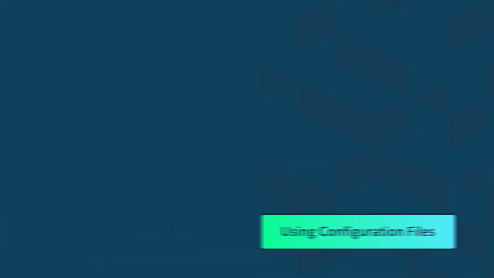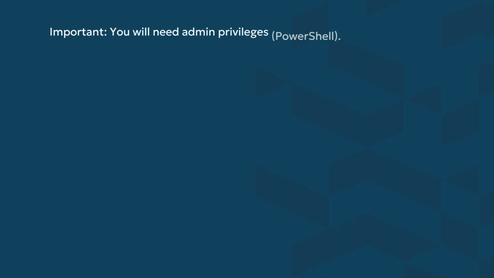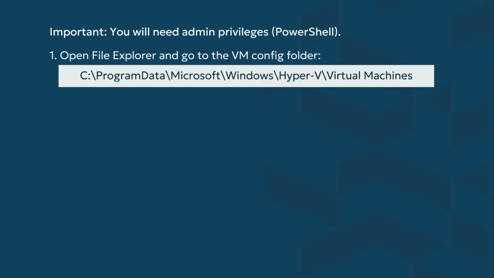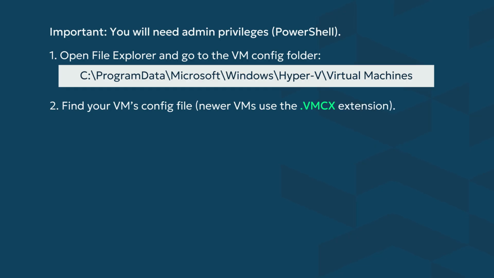The final method is using the VM's configuration files. Like the previous method, you will need admin privileges. First, locate your VM's config file. By default, it's located at this path. If you're using a recent VM, such as one that works with Windows Server 2016 or newer, your config file may be in the .vmcx format.